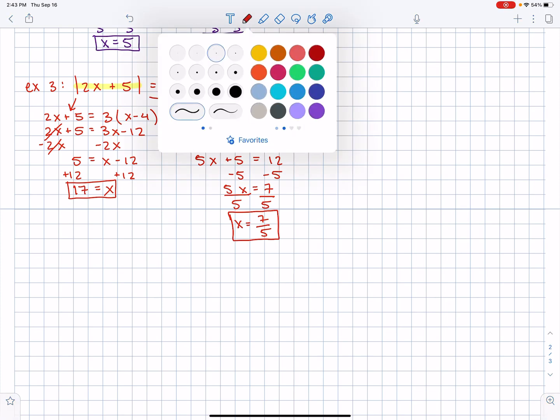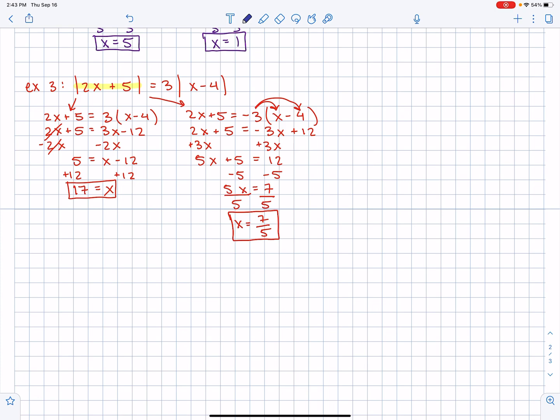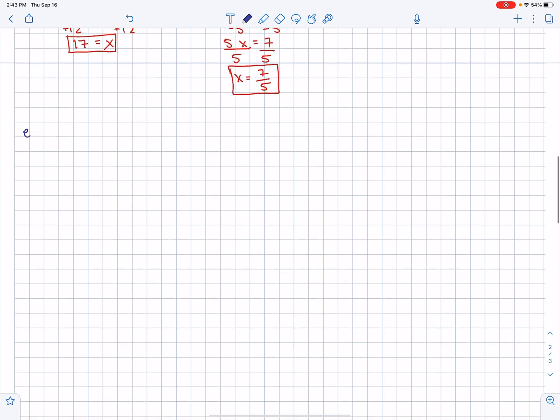All right, let's jump into our last equation. The last equation for these notes. Example 4. We're going to have the absolute value of 2x plus 12 is equal to 4x. All right, this one is isolated, so we get to break down these absolute value bars right away. Meaning that 2x plus 12 is equal to 4x, and 2x plus 12 is equal to negative 4x. We are going to use inverse operations.